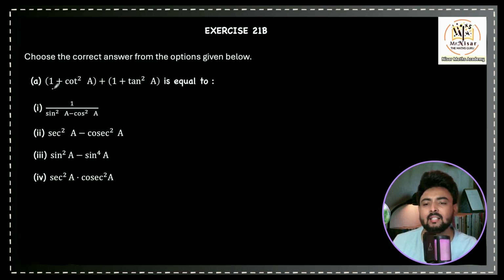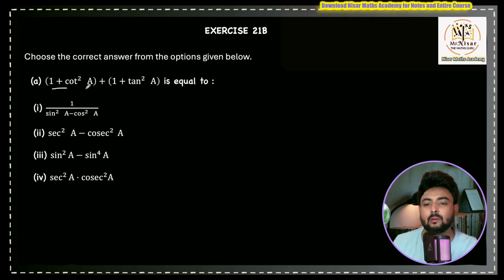Okay, children, very interesting question. Say me what are the three trigonometrical identities? Based on that, this question is there. So can I say that 1 plus cot square A is cosec square A? I'll write here cosec square A plus I have 1 plus tan square A, and that is nothing but sec square A. So cosec square A plus sec square A.